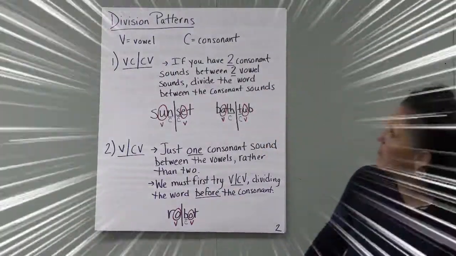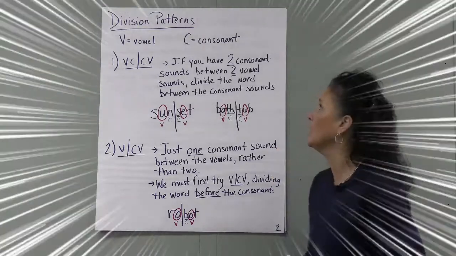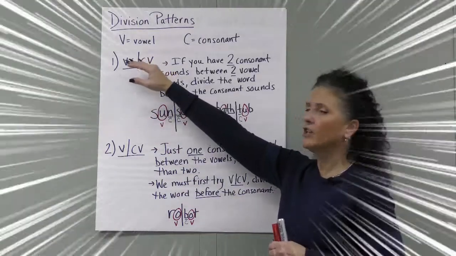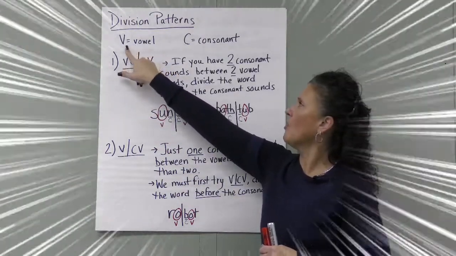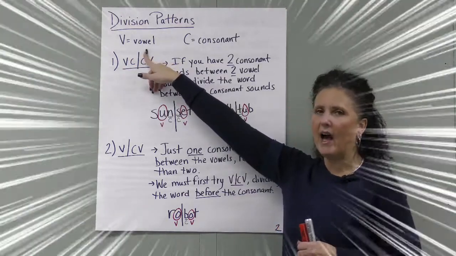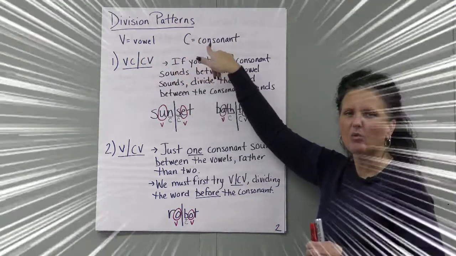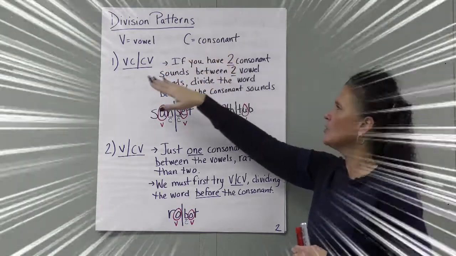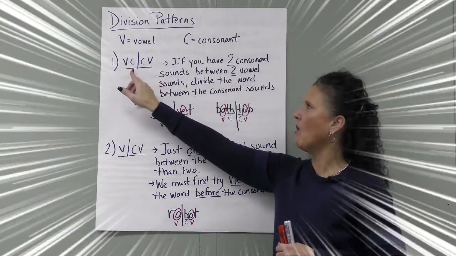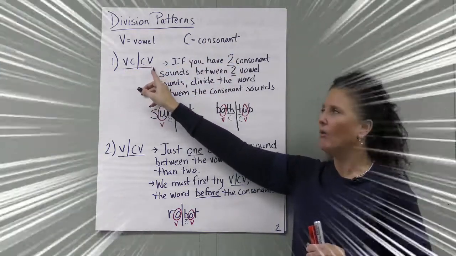And here are our division patterns, all right? We're going to look at 4 division patterns, but I want you to know that when you see the V, that equals vowel, and when you see the C, that equals consonant, okay? So the first one we're looking at is vowel, consonant, consonant, vowel, all right?